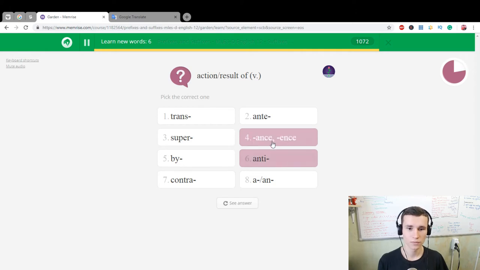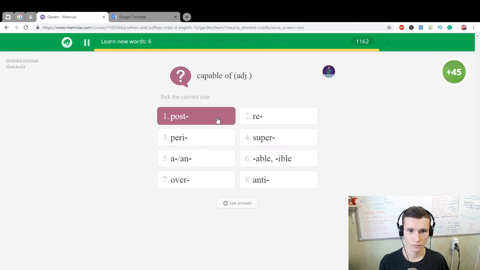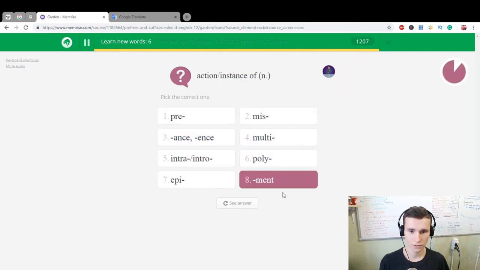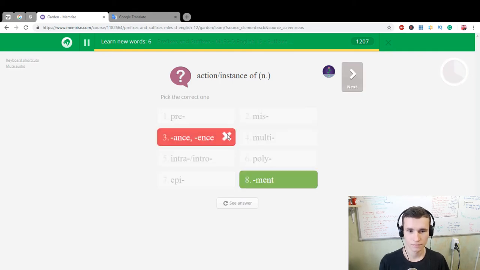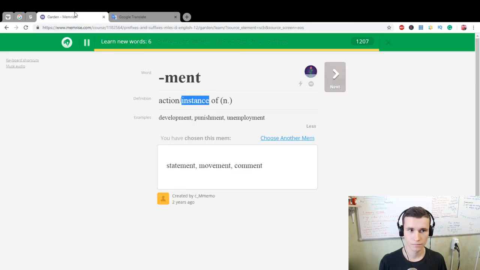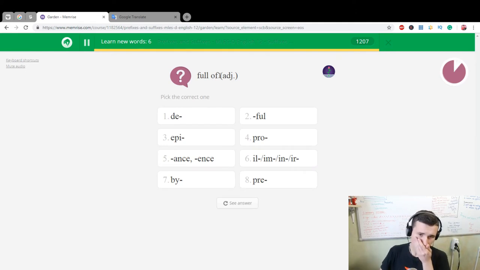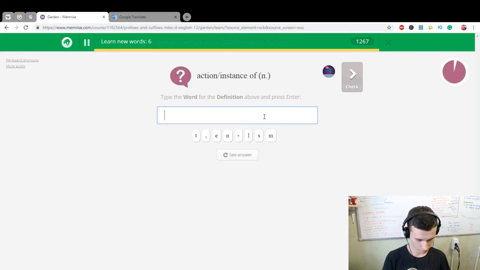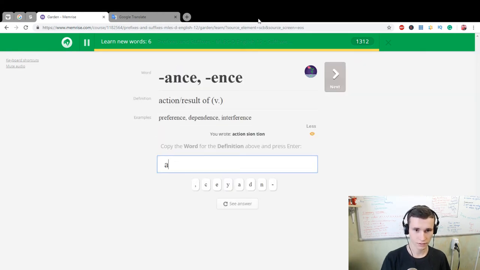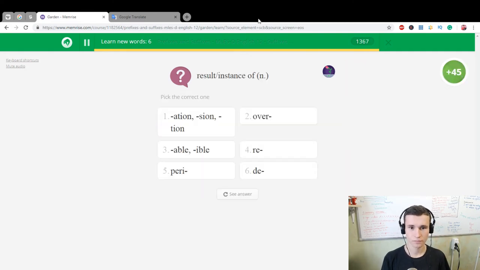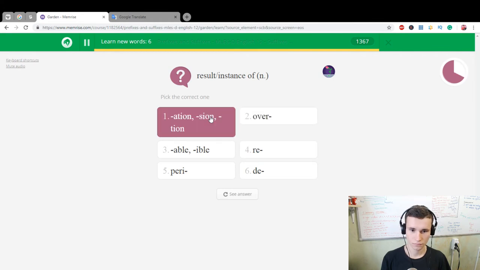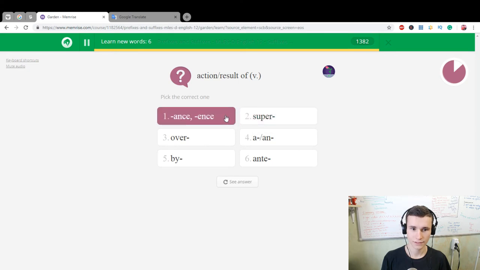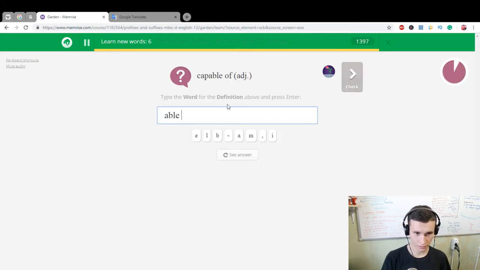Verb. Of verb: ance. Full. Capable of: able. Action, instance of a noun. Ment. Full. Action, instance of. Ment. A verb: sion, tion. Ance. Full. Result of it: ance. Able.